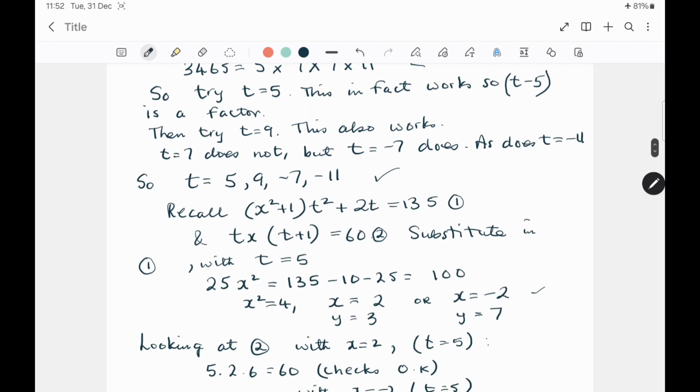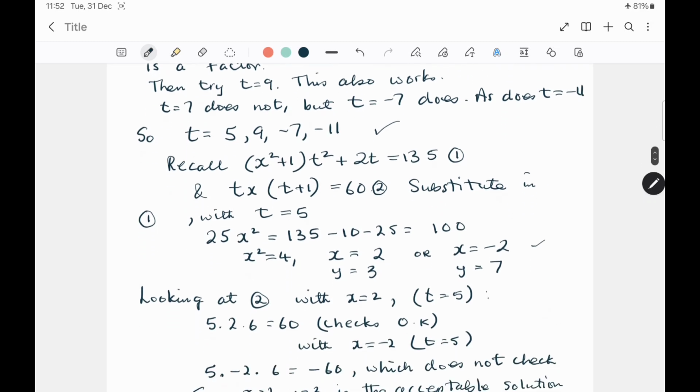Now, if we look at equation number 2 and substitute x equal to 2 with t equal to 5, we'll get 5 times 2 times 6, which comes to 60. So that checks out nicely.